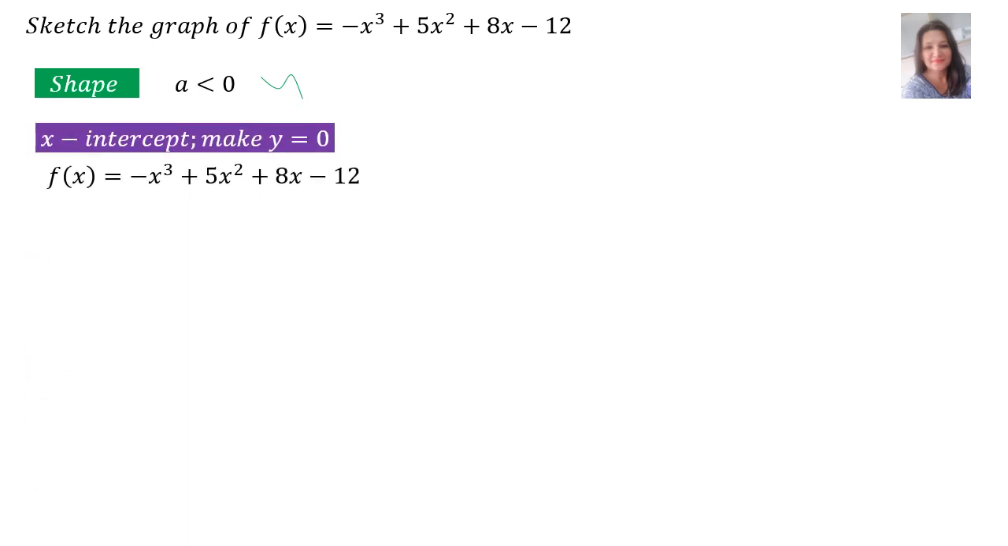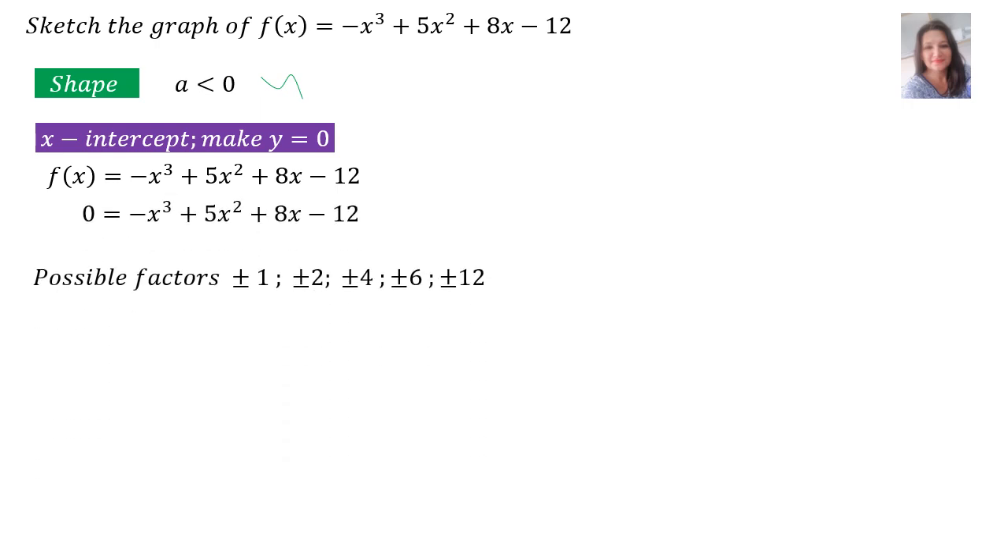X-intercept: make y = 0. Now in this case, it's very clear that you cannot take out x as a common factor. So now you have to revert back to finding possible factors and using the factor remainder theorem to find the factors. Remember, you look at the constant's value, the 12. Therefore, your possible factors could be ±1, ±2, ±4, ±6, ±12.